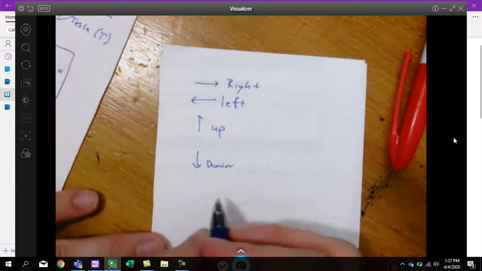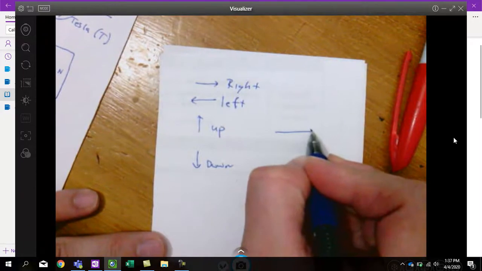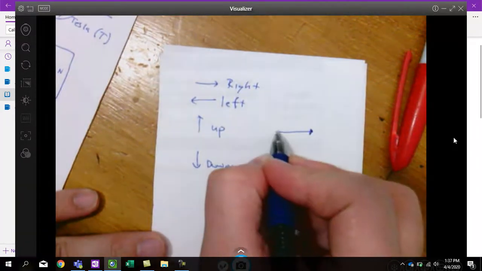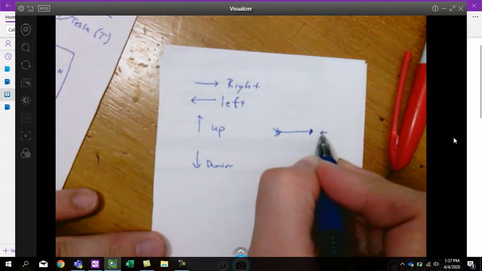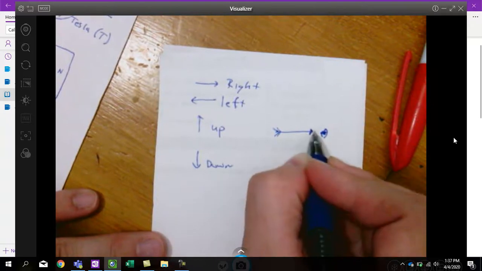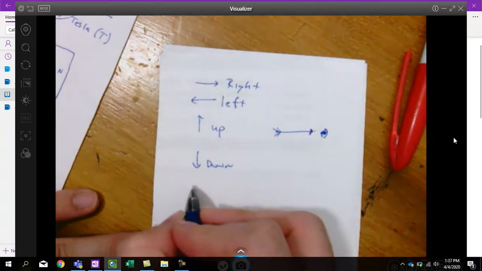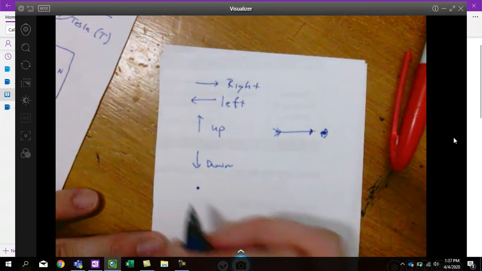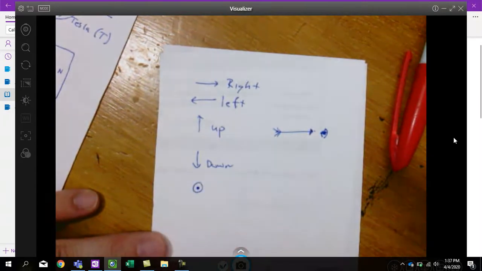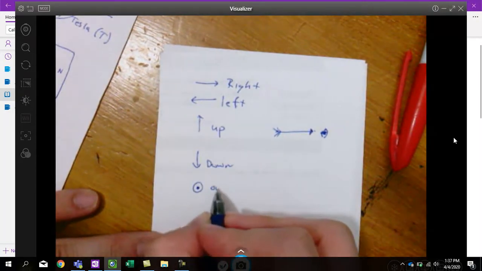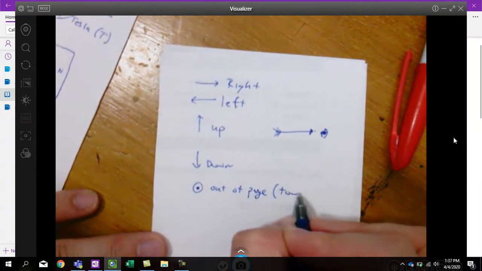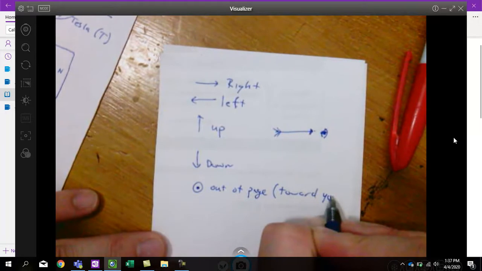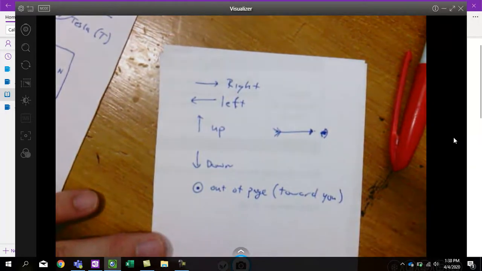If you think about an arrow, the traditional bow and arrow, if you were to look straight at the arrow, right? So imagine your eyes right here. You would see the tip of that arrow, and that's about it. So if we draw a dot like that, sometimes they're drawn with a circle around them, but this means out of page. In other words, towards you. Okay, so it's coming right towards you.